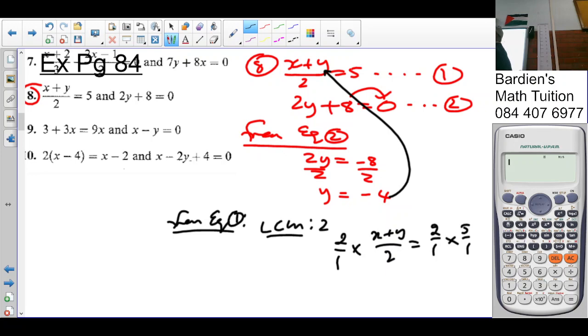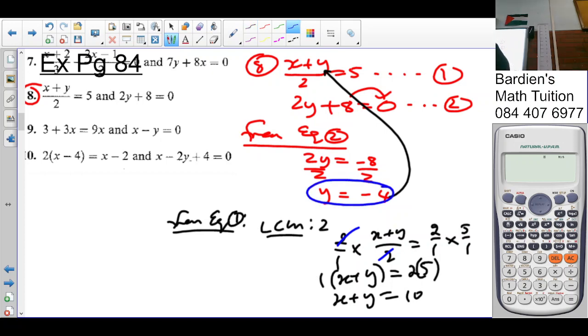Then I say 2 goes into 2 once. Then I say 1 into x plus y is equal to, equals to what? 2 into 5. Okay? Carry on. Then I say x plus y is equal to 2. Then I stop. You stop.